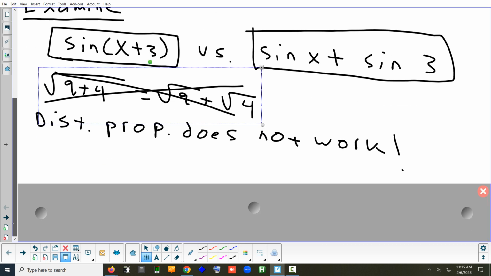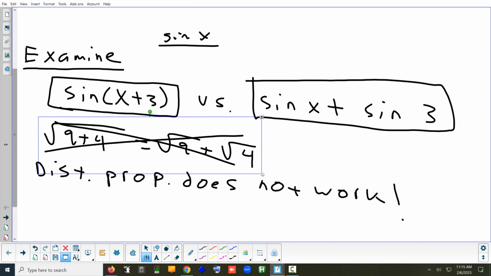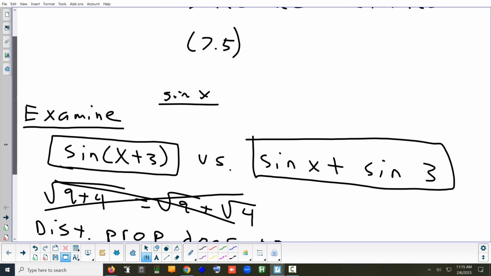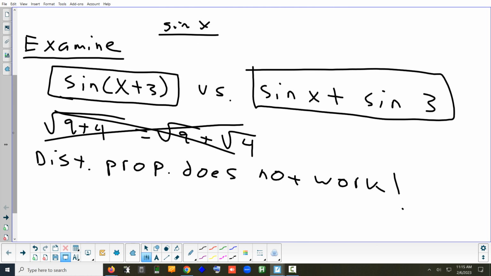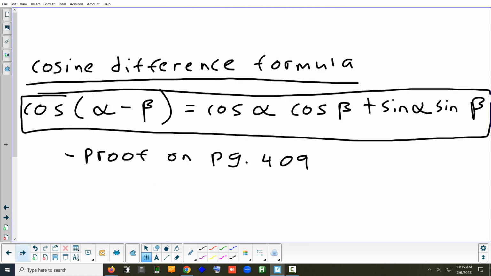That doesn't work. So the question is, what does work? How can we take something that has addition inside, we're going to look at sines, cosines, and tangents, and turn it into something that doesn't have addition or subtraction? This is what we would call a sine of a sum. So there's a sine sum formula. There's also a sine difference. There's a cosine sum and difference and a tangent sum and difference.